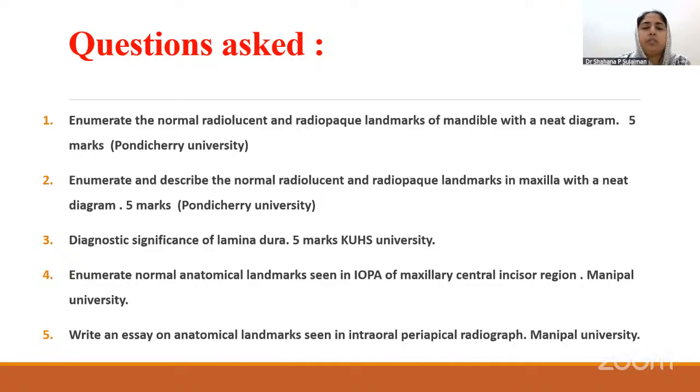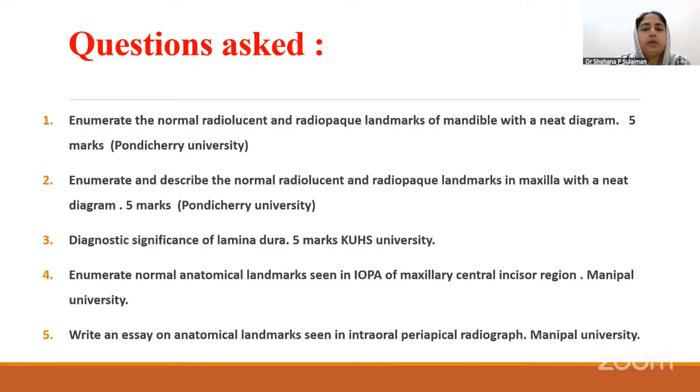The most important question that has been asked in KUHAS University is the diagnostic significance of lamina dura. When a question like this comes, you have to draw a neat diagram of the tooth and the supporting structures. You have to label the diagram and then write about the lamina dura, how it is seen, what variations can be seen in normal lamina dura, and what pathological conditions can cause a different appearance of lamina dura.